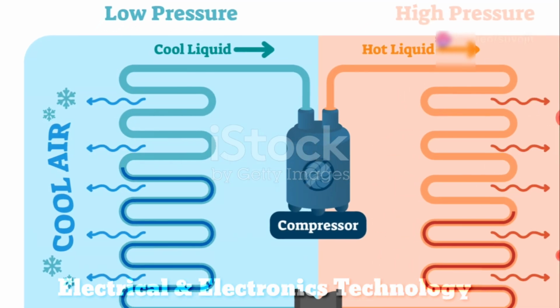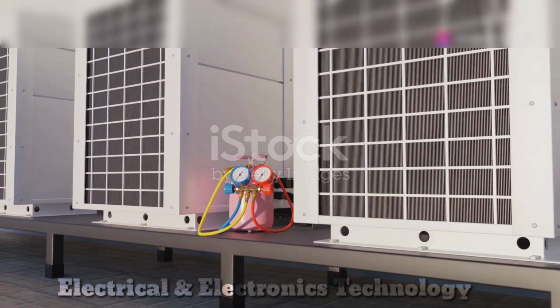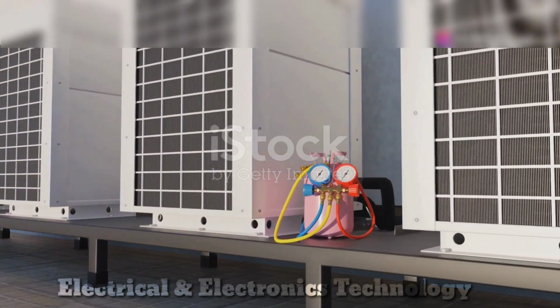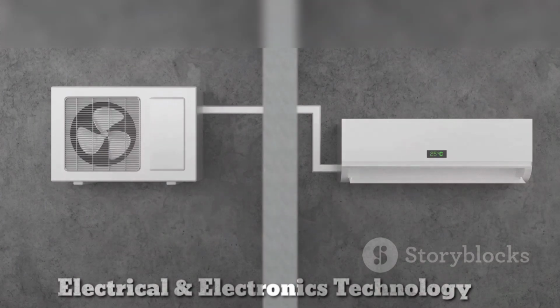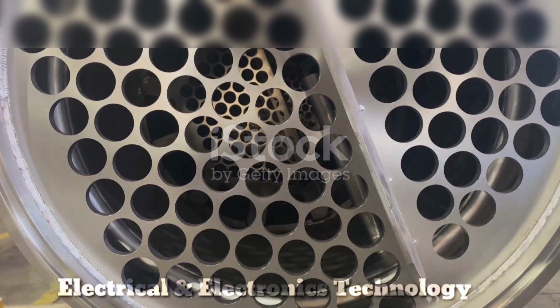An air conditioner, contrary to popular belief, doesn't create cold air. Instead, it removes heat from the room and releases it outside. It does this using a process called the refrigeration cycle.